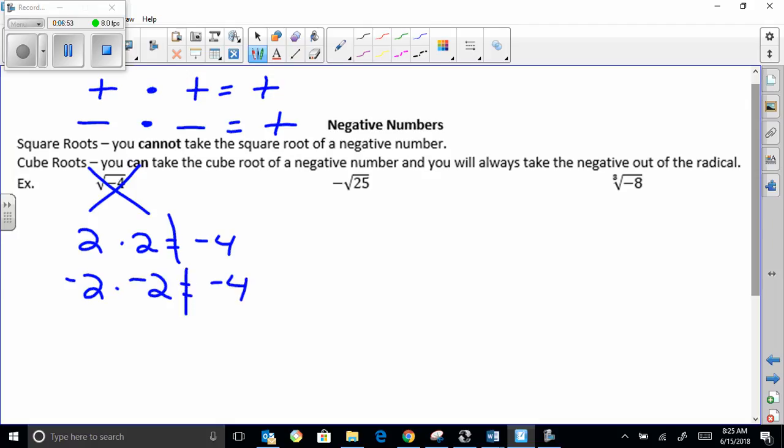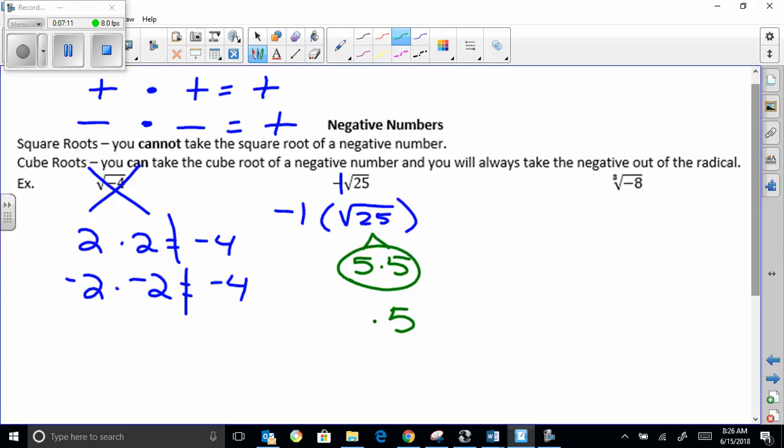Okay, the negative times the square root of 25. The negative is on the outside. So that's like having a -1 times the square root of 25. So how do you find out the square root of 25? 5 times 5, I have a pair of 5s, that becomes 5 times the -1, making my answer -5.